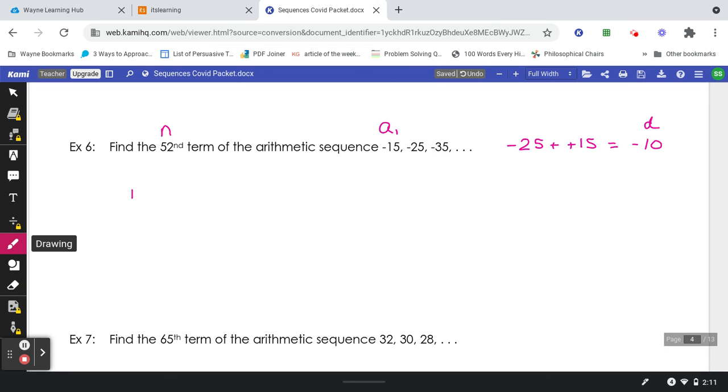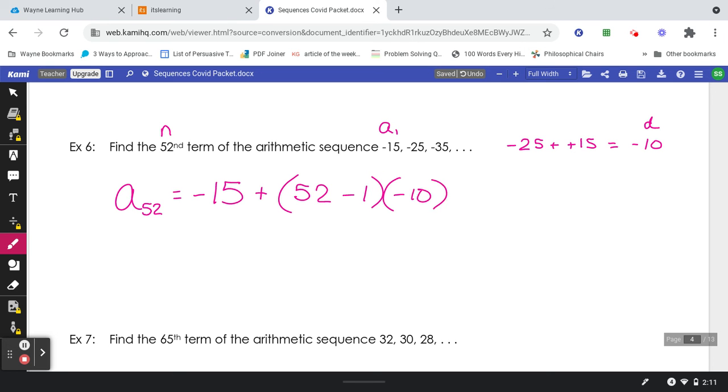All right, we'll use the equation a sub 52, meaning the 52nd term equals the first term plus the term number that you're looking for, the 52, always minus 1, and multiply that by your common difference. Type it into your calculator to get an answer of negative 525.